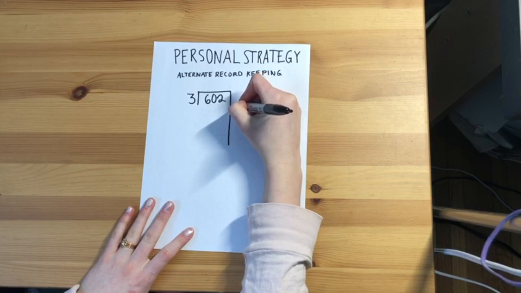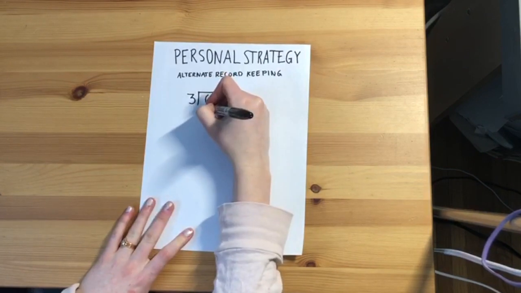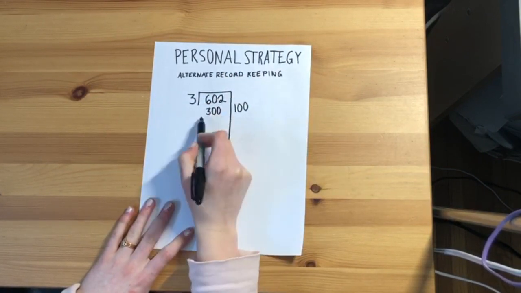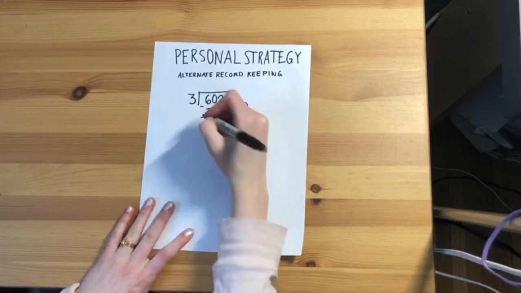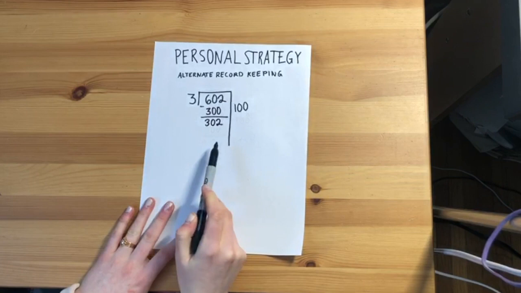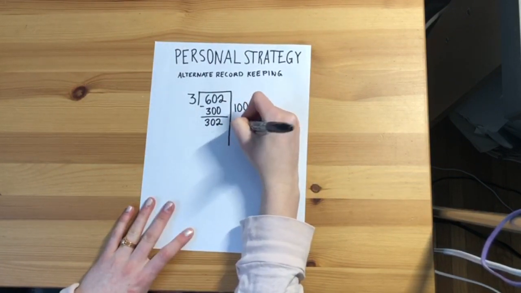I know 100 will work because it is smaller than 602. So if I multiply 100 by the divisor, it gives me 300. Then, if I subtract that from the dividend, it should give us the remainder. Since the remainder is bigger than 300, I know that I can repeat the process.